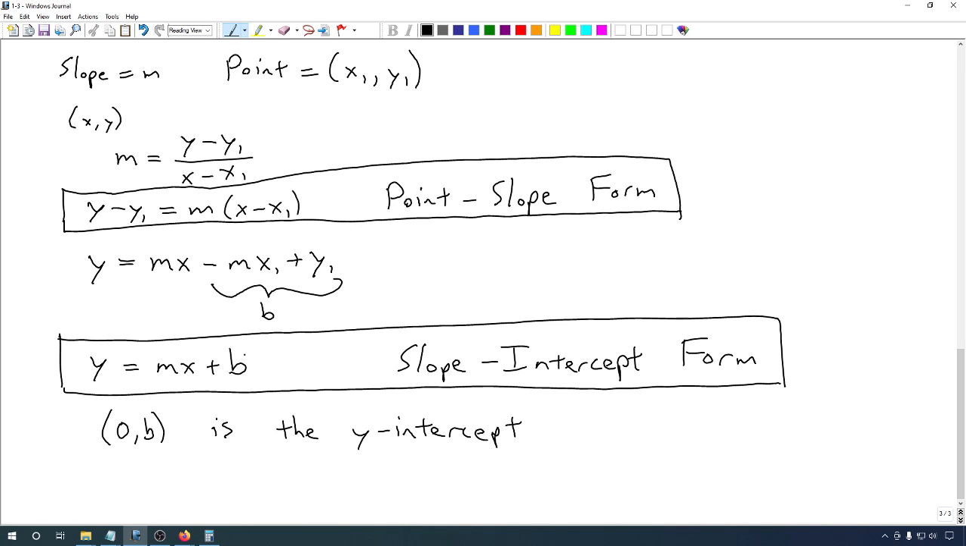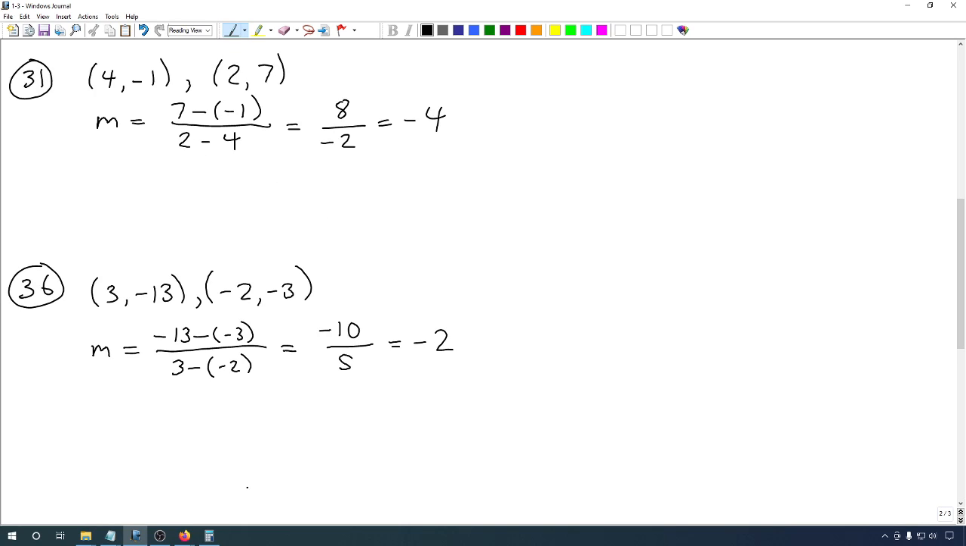So let's put that into practice and find the equations of these two lines. Again, we are going to use the point-slope form first, but we're going to put our final answers in slope-intercept form. And it doesn't really matter which point we choose. So for this first one, I'm just going to pick the first point, just because it's the first one. So we have (4, -1) as my point. My slope is -4. So I have y minus my y value of -1 is equal to my slope, -4, times x minus my x value of 4.